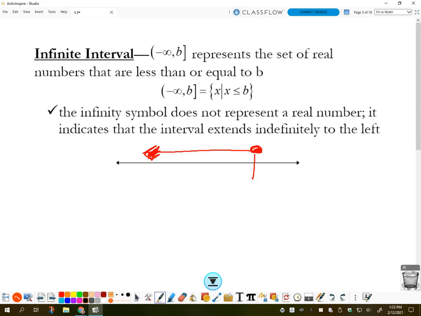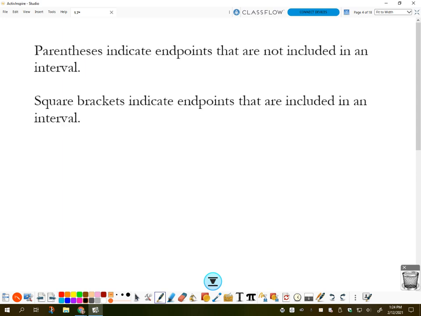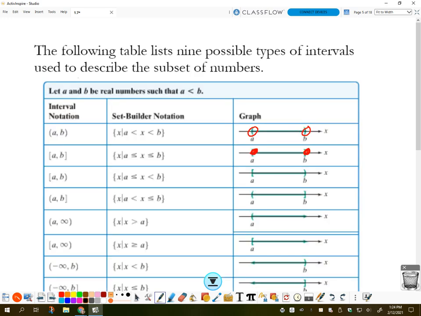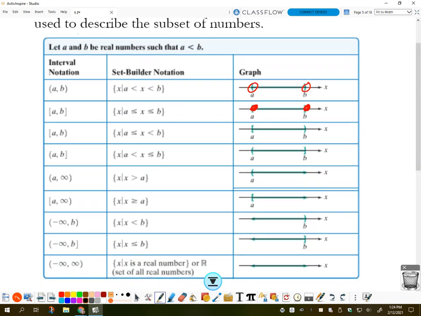These are not things that you really need to memorize. You just need to understand that brackets go with closed circles, parentheses go with open circles. So this is the other direction for infinite interval. Alright, so this is what's important. Parentheses indicate endpoints that are not included, so open circles. Brackets are endpoints that are included, so closed circles. So this kind of sums it all up, and it's like all of the options, and they use brackets and parentheses. We tend to do open and closed circles.